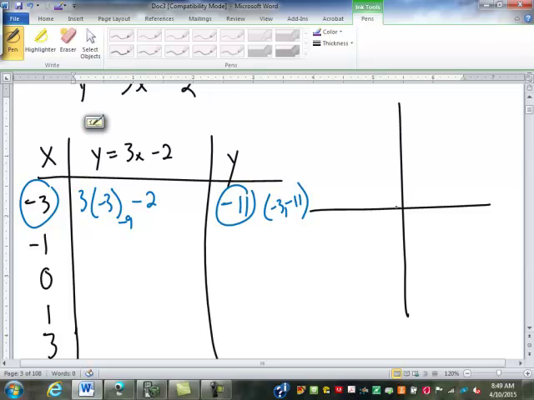So on my graph over here, 1, 2, 3, there's negative 3. 1, 2, 3, 4, 5, 6, 7, 8, 9, 10, 11. Negative 11 is down there. So that gives me a point somewhere in there.